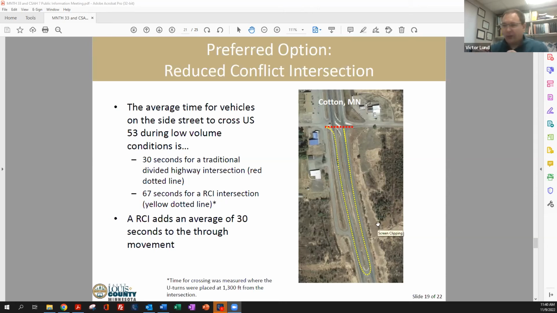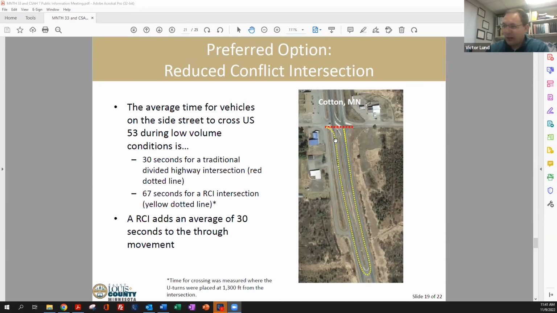Now, that was an earlier design concept, where we've learned since then that we can actually pull these U-turns back to that 600, 700, 800 feet range. But based on this configuration that you're seeing on the screen with a 1,300 foot offset U-turn, what I did is 10 runs, making this maneuver here from point A to point B. And I took the average time, which was 67 seconds.